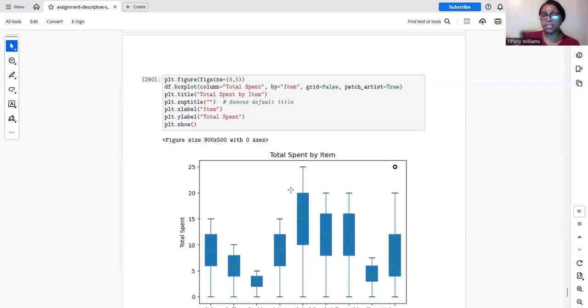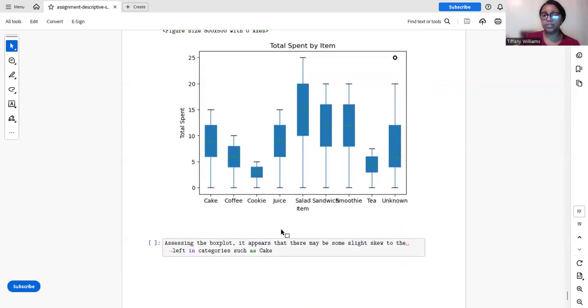As we look at this plotted, we can see there might be a slight skew for a couple of these, such as cake and salad, maybe juice, just because you can see that it's not necessarily centered. The mean is a little closer to the upper bound compared to the lower bound. So there may be a little variability here, but overall, there are no really extreme outliers. There's one in the unknown, but we're looking at it by item, and so we don't know the item, so we're not focused on that particular outlier.